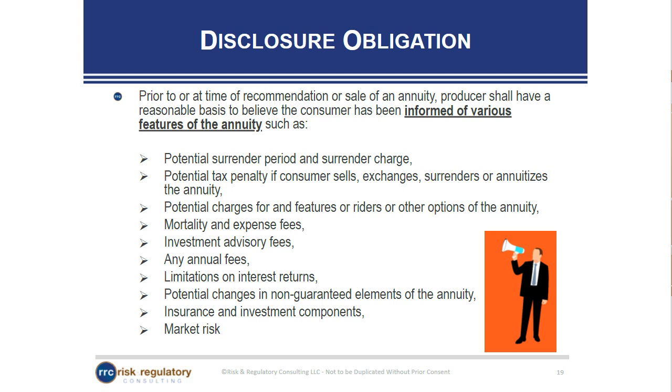Disclosures around limitations on interest or on interest returns. Disclosures around the non-guaranteed elements involved in an annuity. Hey, we're guaranteeing a 1% rate of return, but recognizing that you might earn more. Those are the kind of non-guaranteed elements that the producer should be disclosing and included in the file. And just market risk in general. To meet this disclosure obligation, many companies require producers to complete a suitability review form. And again, we're going to cover and share that as we continue the discussion around documentation, how critical it is as part of support for the annuity.